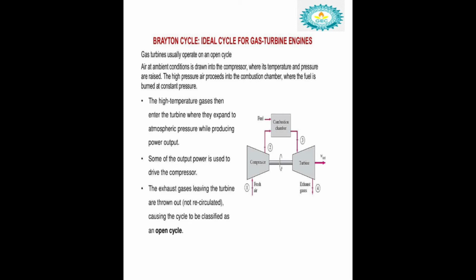The turbine is a device whose output is mechanical energy. This mechanical energy is given to the generator. The generator is a device which converts the mechanical energy into electrical energy. So the output is finally electrical energy. This is the working of the open type gas turbine.